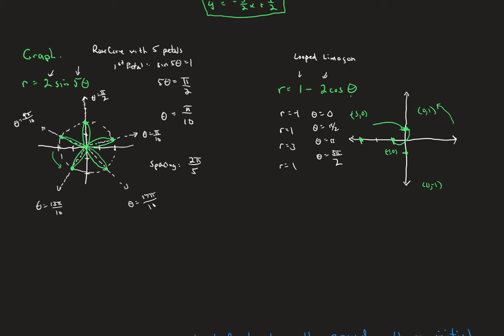Then it'll just gradually get bigger until we get to there. Then the r values will gradually get smaller till we get here. And now again, we're going from an r value of 1 to an r value of -1 when we get back to 2 pi. So we're going to go through the pole to connect back to there. And there's our looped limacon, or limacon with an inner loop.